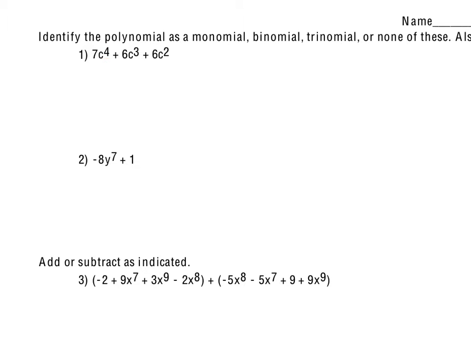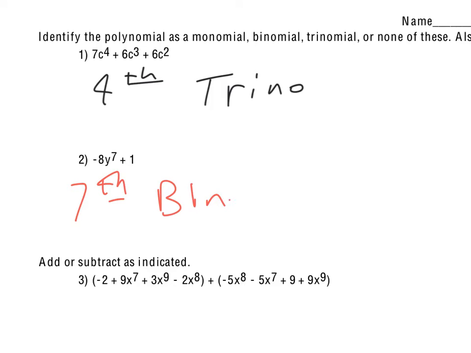So for number 1, we have a fourth degree polynomial, because 4 is the highest degree of any single term, and there's 3 of those, so this is a fourth degree trinomial. For number 2, there's only the 2 terms, so that's a binomial. 7th degree is the highest degree that we have, so that's a 7th degree binomial.